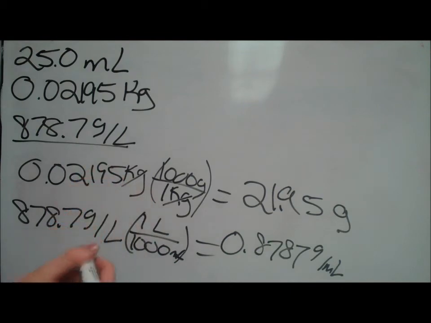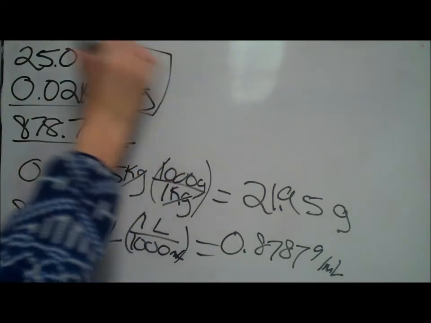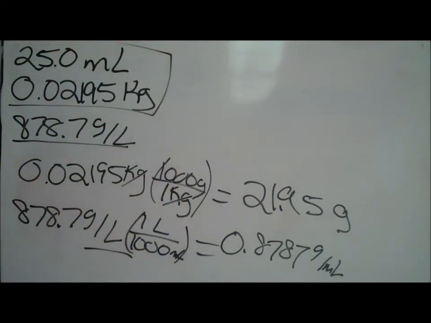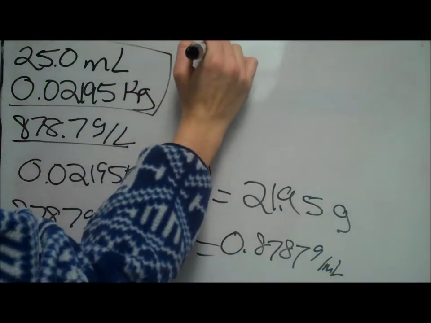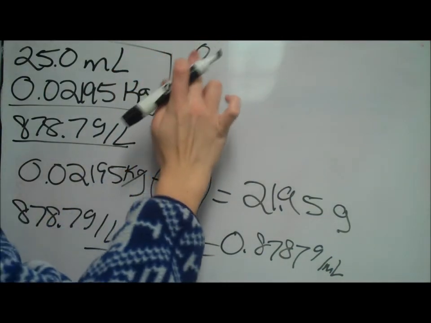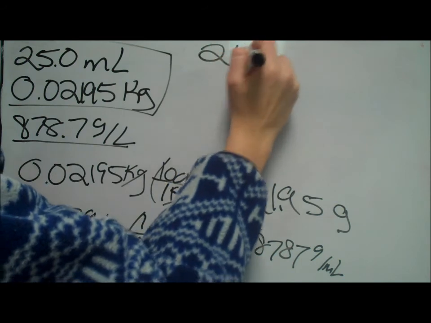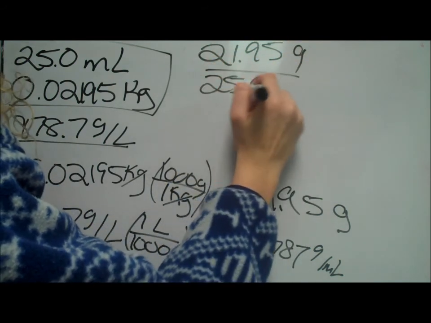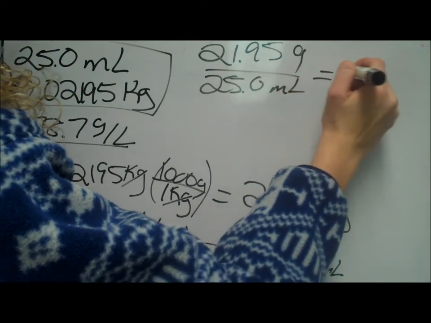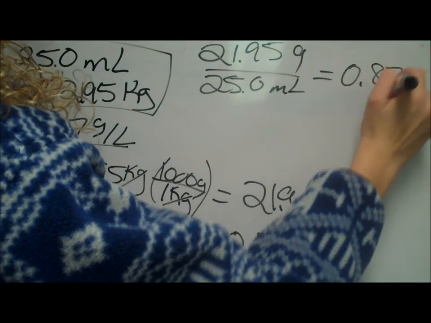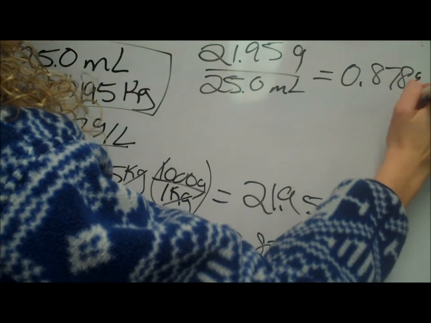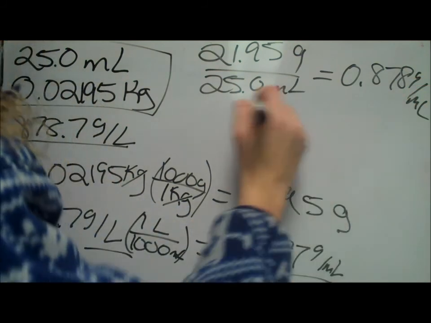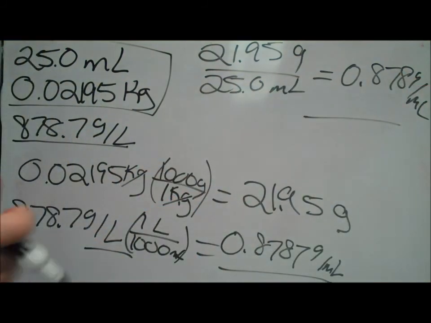Now we're going to see if the unknown liquid matches up with the density for benzene. Oops, we don't need a zero there. Mark that out. 21.95 grams over 25.0 milliliters equals 0.878 grams per milliliter. That matches up, so our unknown liquid is benzene. This has been a dimensional analysis problem.